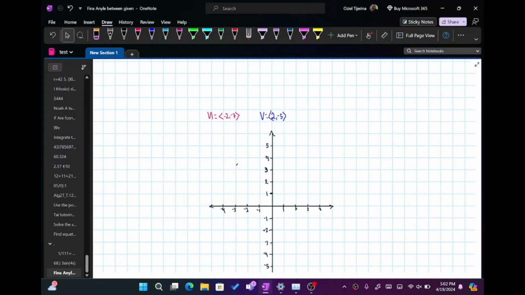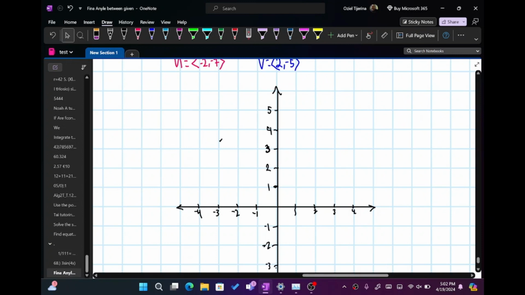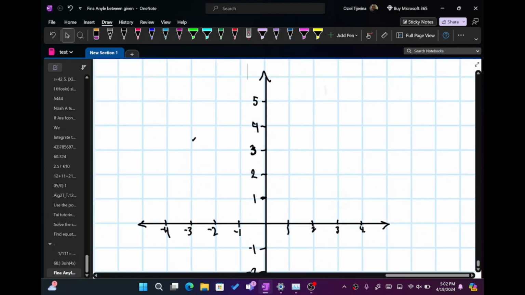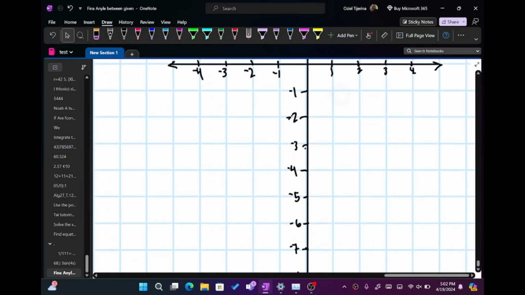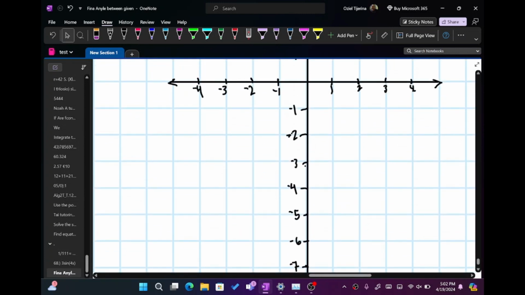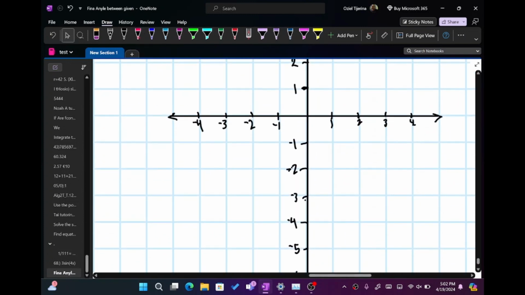Alright, guys, so this is going to be the last one. We want to find the angle between these two vectors. This is the last one I'm going to do in this video. So here, we're going to go ahead and label the two vectors. The first vector is -2, -7. That's vector v. It should be about right here, if I'm correct.